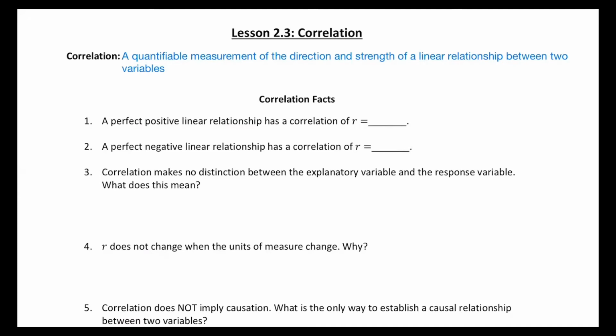So a couple facts about correlation. If we have a perfect linear positive relationship, that correlation, which we define with the letter R, is going to equal +1. And if it's a perfect negative linear relationship, that correlation R is going to have a value of -1.